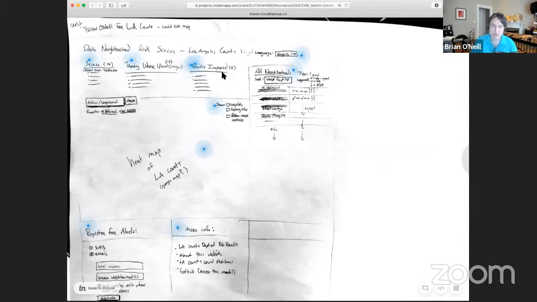Recent improvements is somewhat self-explanatory. This would be neighborhoods that have recently gone up in terms of their risk score, or their risk has effectively gone down. Beneath this, we would have the primary map interface.